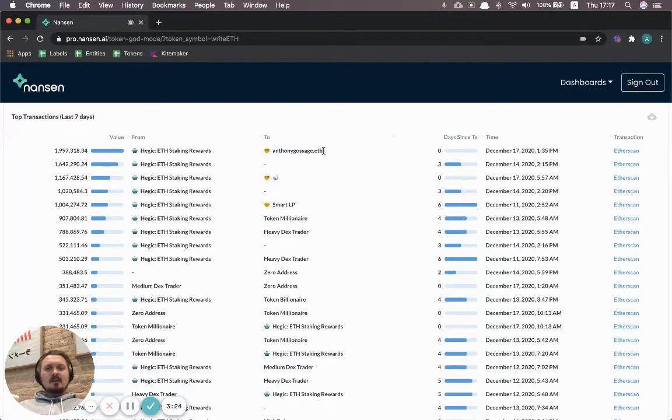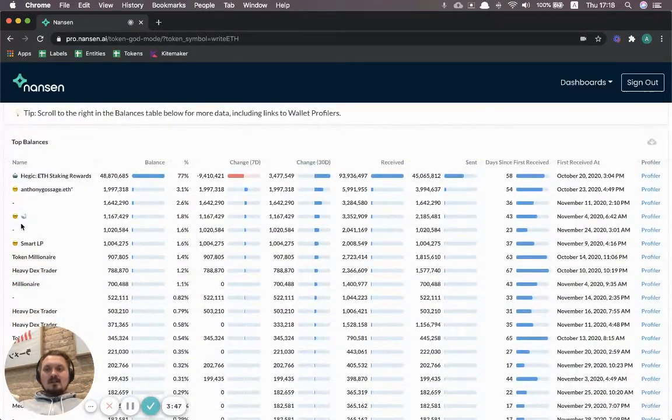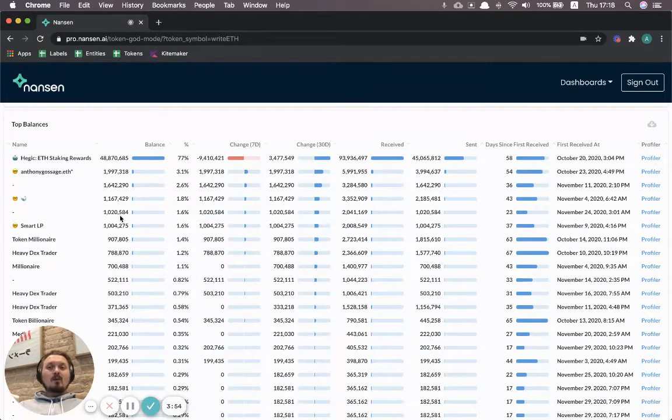So you see some of these people, in fact, three of these have been indicated as smart money. So perhaps these smart money wallets know something that we don't, and it's worth digging into a bit further. So that's one observation, that it seems like some whales are unstaking their rHEGIC tokens. And you can also see some of these are actually still sitting with their rHEGIC tokens in their wallets, making them effectively among the largest holders of these tokens. The big one being, of course, the staking rewards contract itself.